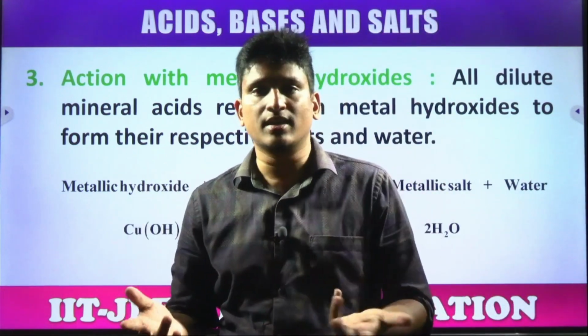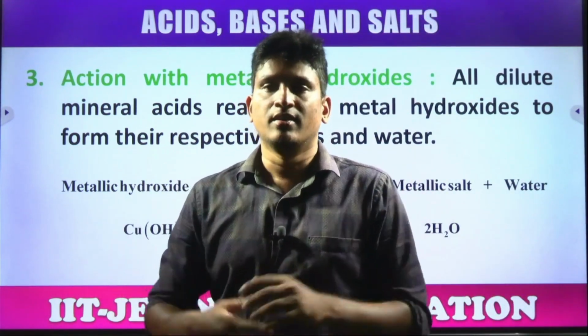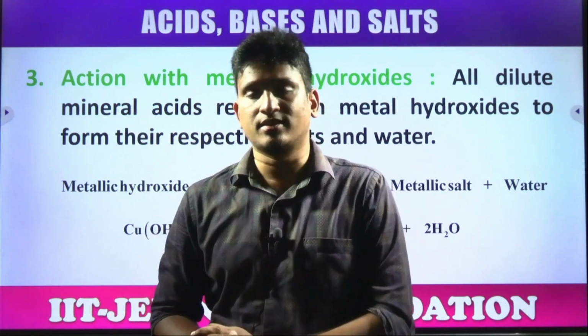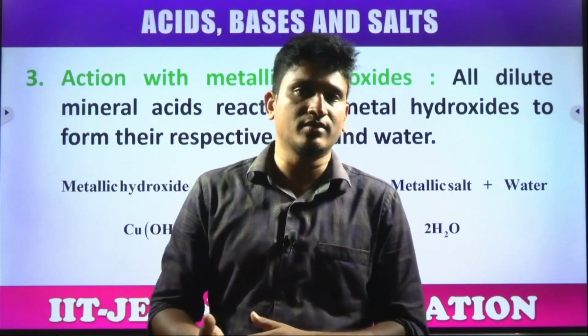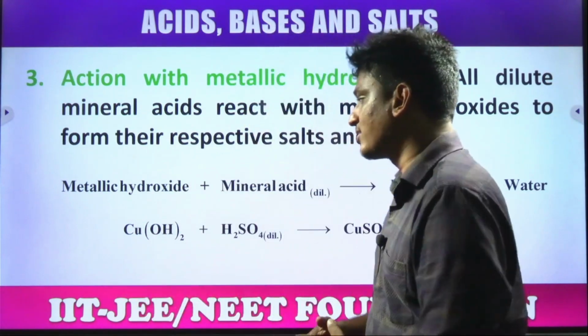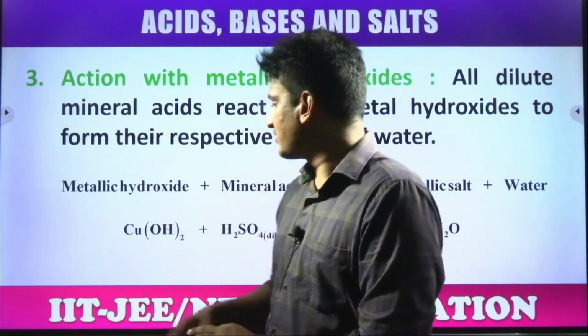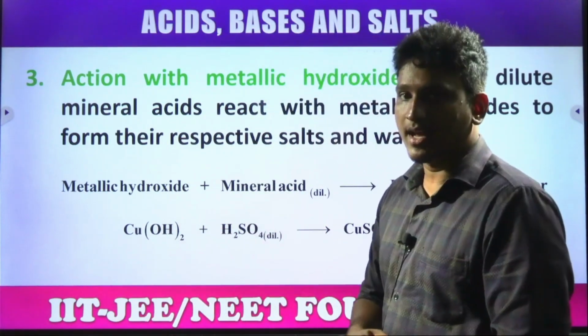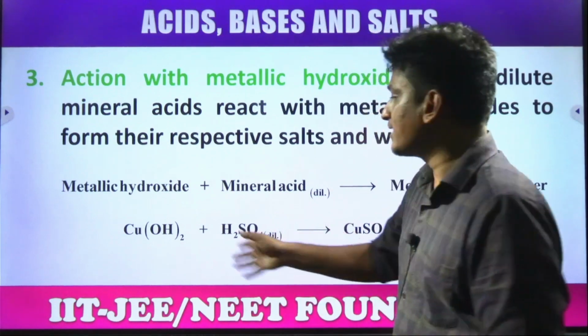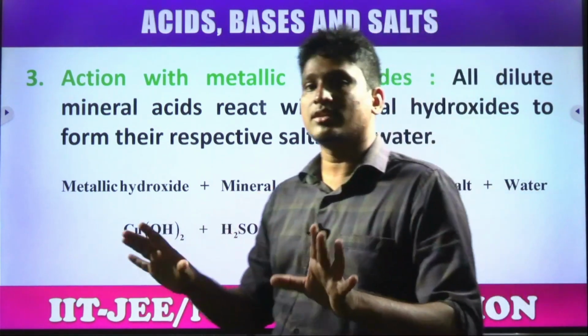Metallic hydroxides are direct bases according to Arrhenius, which have the capability to release OH minus ions. Sodium hydroxide, magnesium hydroxide, potassium hydroxide, all these are hydroxides. Here we have copper hydroxide, a weak base. In reaction with sulfuric acid, a strong acid, what do we get? The respective salts. So how do we identify the respective salt?